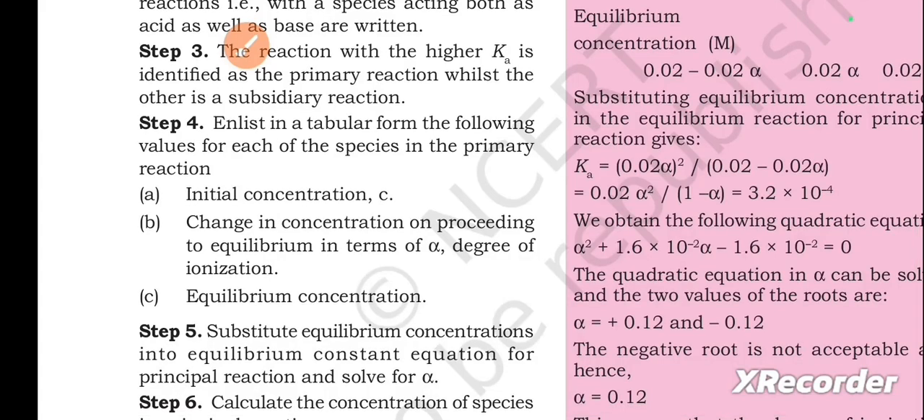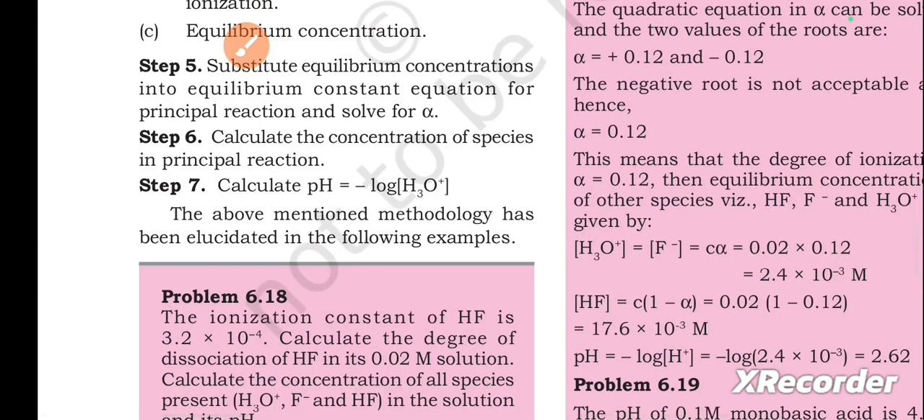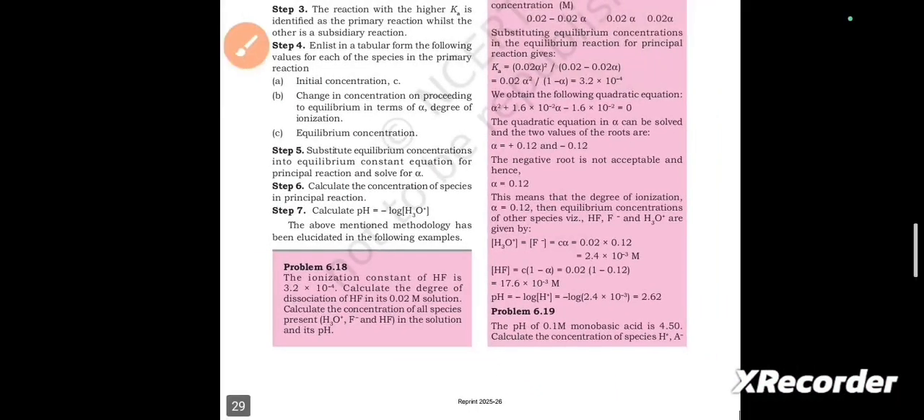Step 4. Enlist in a tabular form the following values for each of the species in the primary reaction: A, initial concentration C; B, change in concentration on proceeding to equilibrium in terms of alpha, the degree of ionization; C, equilibrium concentration. Step 5. Substitute equilibrium concentrations into the equilibrium constant equation for the principal reaction and solve for alpha. Step 6. Calculate the concentration of species in the principal reaction. Step 7. Calculate pH equals minus log H3O+. The above mentioned methodology has been elucidated in the following examples.